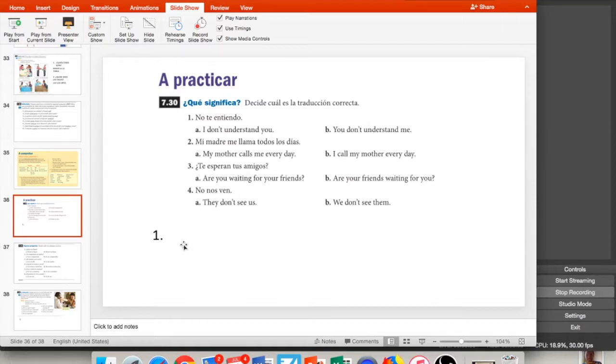So, as you see these, number one says, no te entiendo. I do not, to or for you, understand. So I don't understand you is what we're trying to say here. Notice, again, your direct object pronoun came before your conjugated verb of entiendo. So if we continue looking here, on number two, we see mi madre me llama todos los días. So mi madre, my mom, me, to or for me, calls, llama, todos los días, every day. So rather than I call my mother every day, my mother calls me every day. Mi madre me llama todos los días.